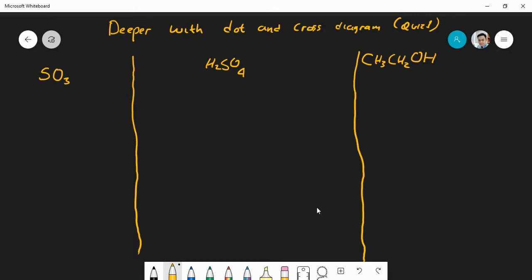The first step will be identifying which one is actually the center atom. The center atom is always the one with the least number of atoms in the molecule. So in SO3, the center atom will be sulfur, because sulfur is one, oxygen is two, the least number of atoms will be sulfur. So you're going to expect sulfur surrounded by three oxygen, like this.